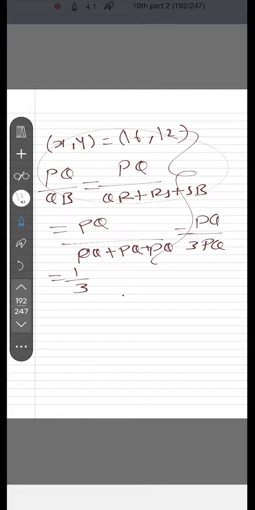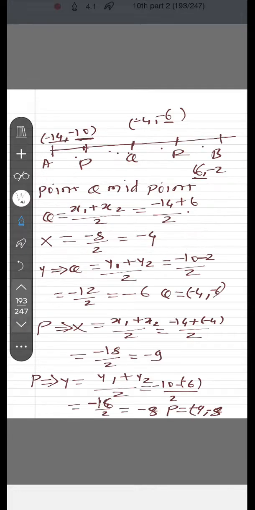Okay, same steps. First compare PQ to QB, similarly QR to RB, so I will get 1 is to 2, then 1 is to 1, and the same one. So repeat that step, you will get the idea, you will get the distance or coordinates, you can say.